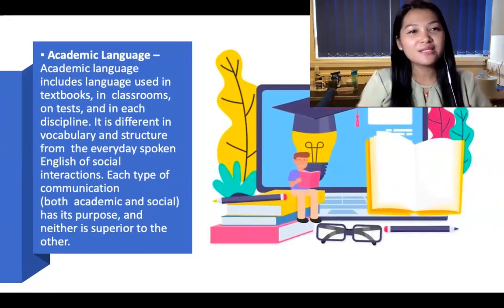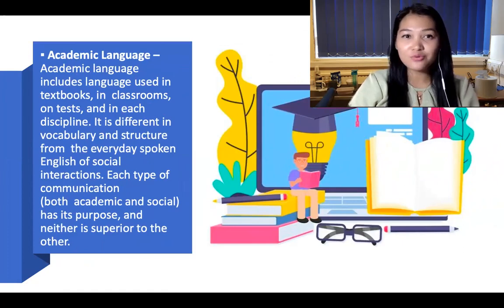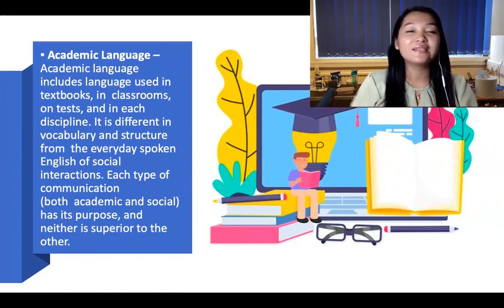Class, when we say academic language, it includes language that is used in textbooks, in classrooms, on tests, and in discipline, for example, in English, in science. So it is different in vocabulary and structure from everyday spoken English of social interaction. Each type of communication, both academic and social, has its purpose, and neither of them is superior or inferior.